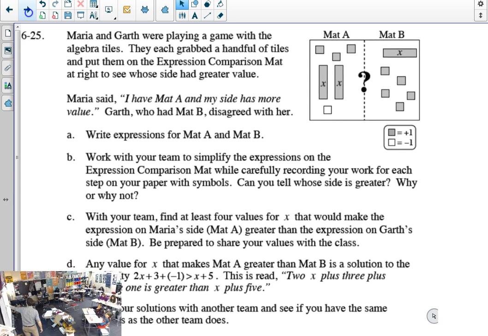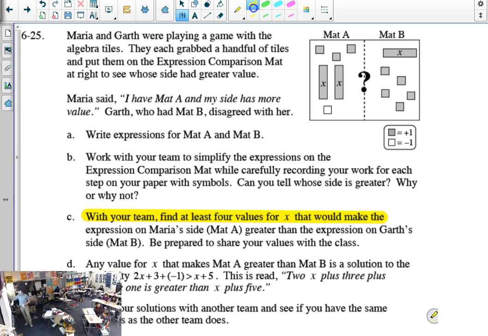Check out 625 with you and your partner. You've got mat A and mat B shown here. Try to simplify, make 0 pairs, remove those balanced pairs. Please stick up a hand if you're confused. You've got 2 teachers here to help. I'm going to highlight the main goal you're working towards, but don't just dive towards that. You want to do some work before you get there.